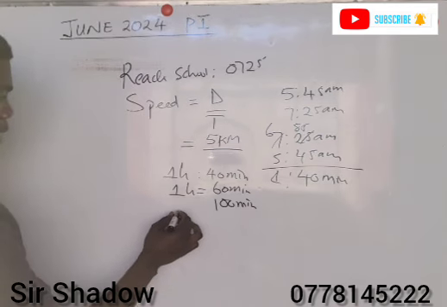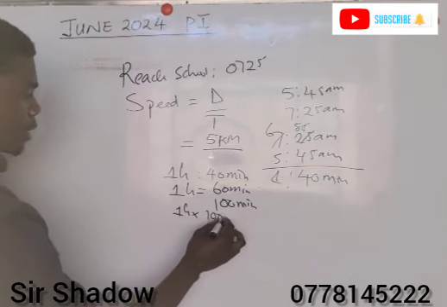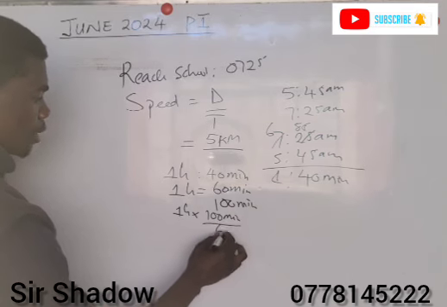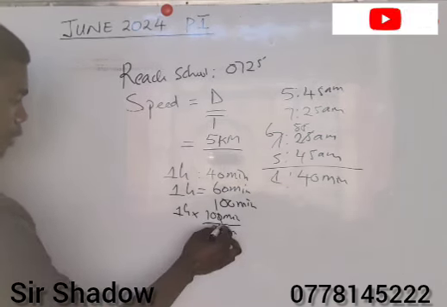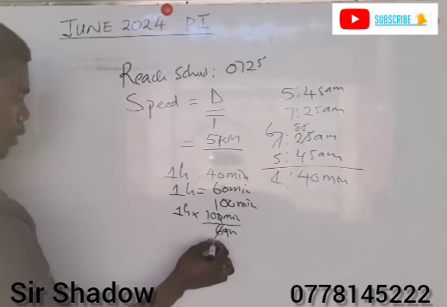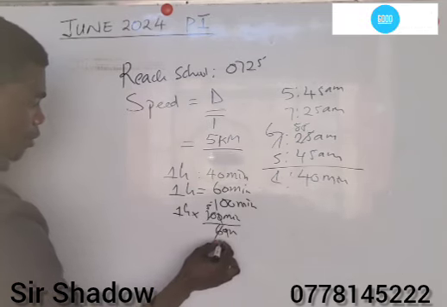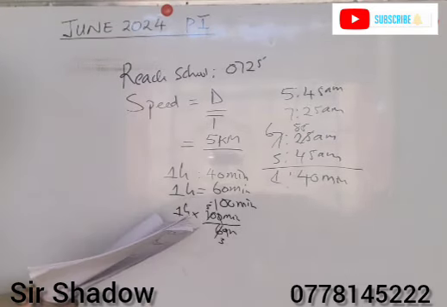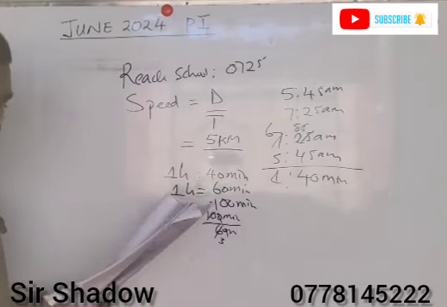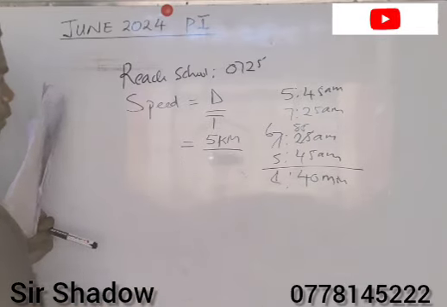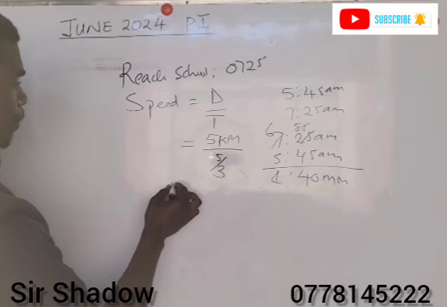We are saying 1 hour multiplied by 100 minutes over 60 minutes. Dividing by 20, 100 becomes 5 and 60 becomes 3. So 5 over 3 is the time in hours.